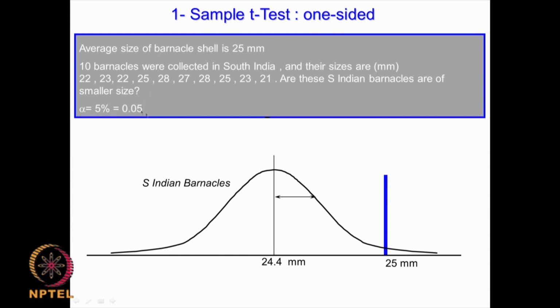So, we take 95% confidence. For the South Indian barnacles, the average comes out to be 24.4, but the population average is 25 mm, that is this statement. Now, I want to know whether this 24.4 is statistically significantly smaller or it comes from the same population at a p value of 0.05 or 95% confidence. So, how do we do that?